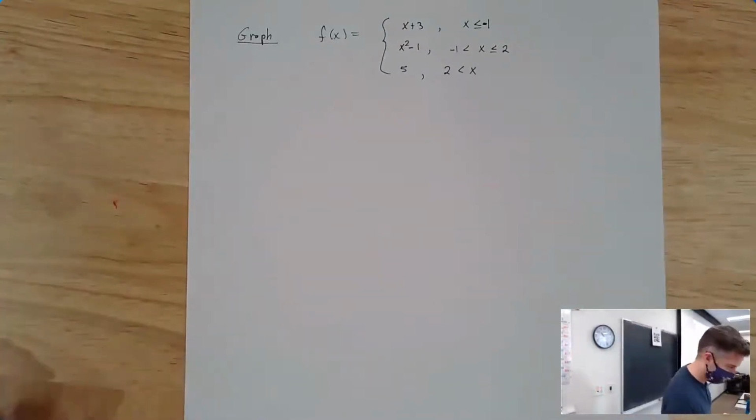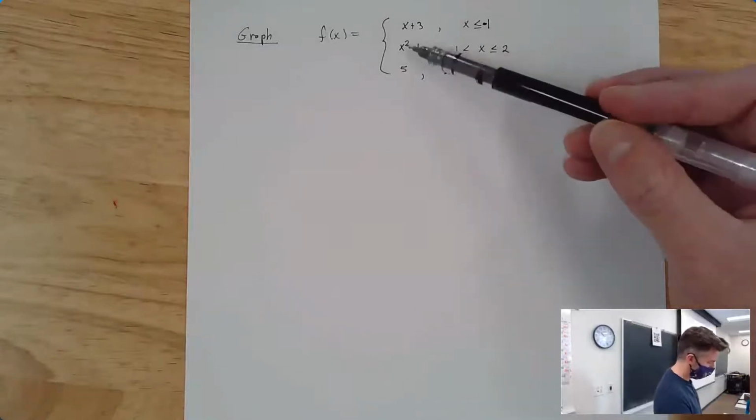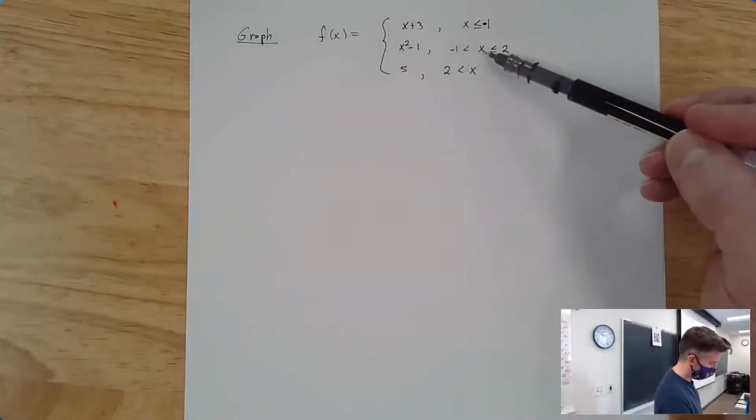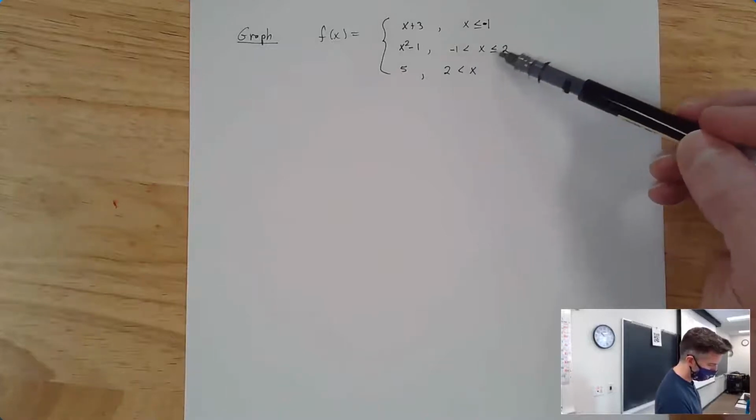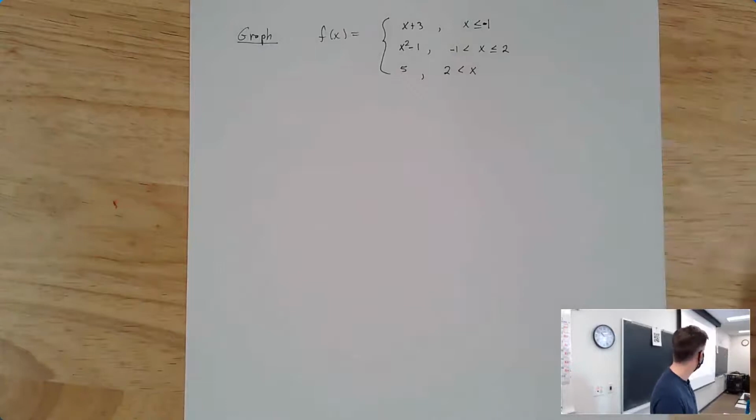So again, just so everyone has it, it's x plus 3 when x is less than or equal to -1. It's x squared minus 1 when x is bigger than -1 and less than or equal to 2. And it's equal to 5 when x is larger than 2.